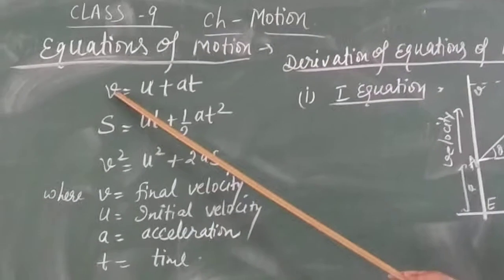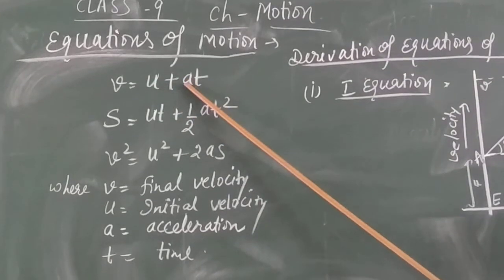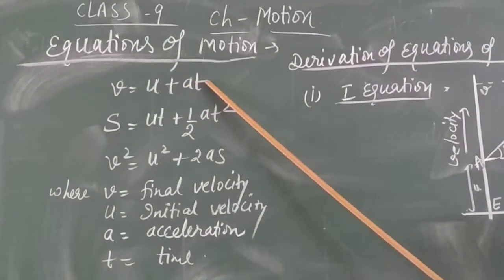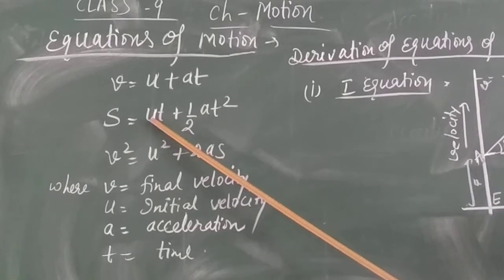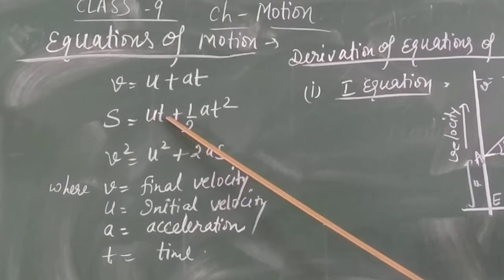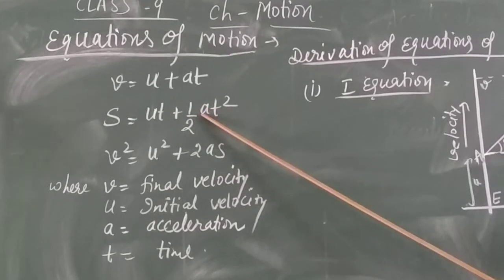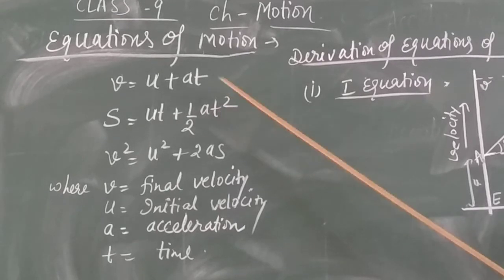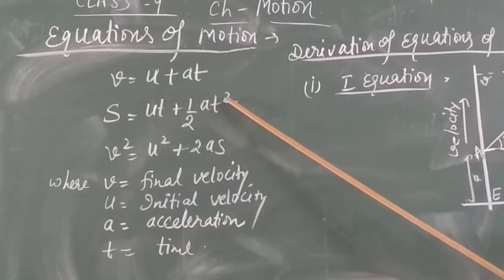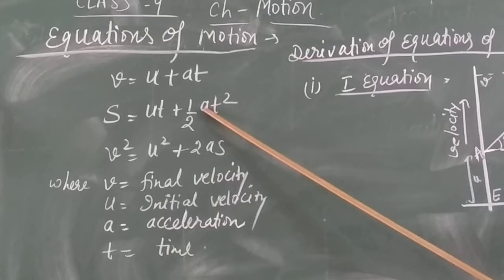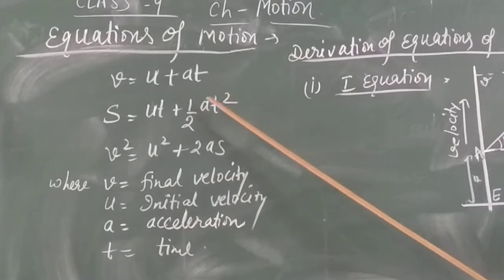What is v? Here v is final velocity, u is initial velocity, a is acceleration, t is time, s is distance, u is initial velocity, t is time, half is a constant number, a is acceleration, t is time. Here the square is of only time, not a whole square. This is only square of time. You have to always remember a does not have a square. Therefore, we always take t into t, not a.